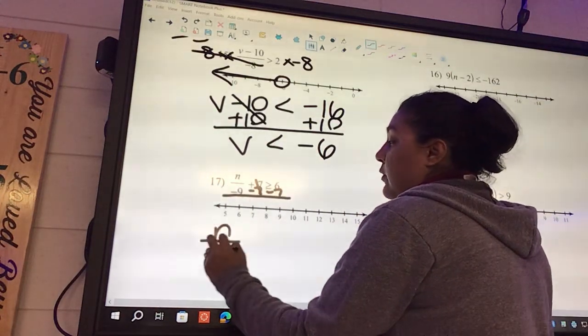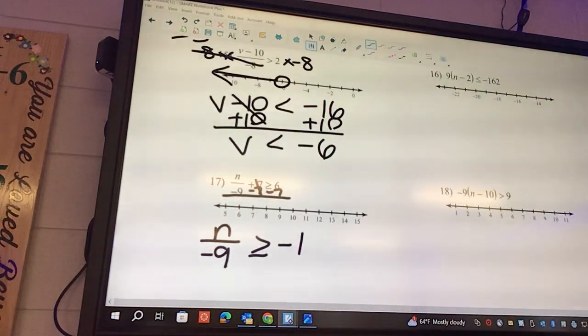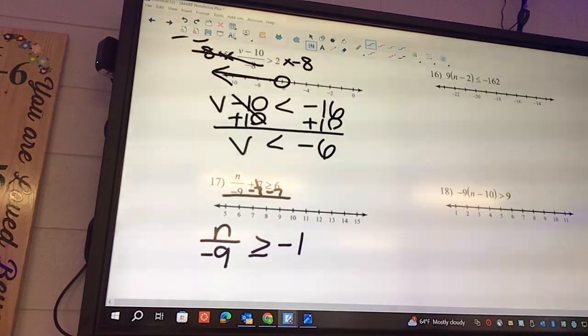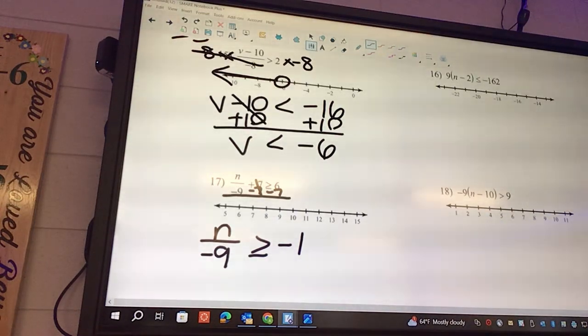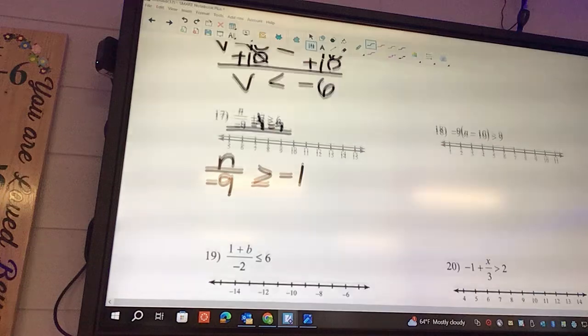Do we need to flip the sign? What did we do? We subtracted 7. So when do we flip? What's the rule? When we multiply or divide by a negative. So did we multiply or divide, first of all? Okay, so we don't even need to check. We subtracted 7.